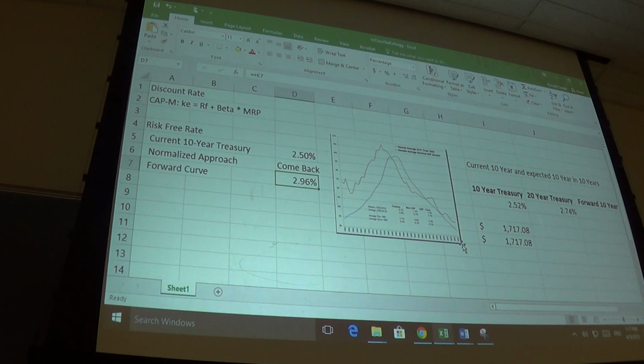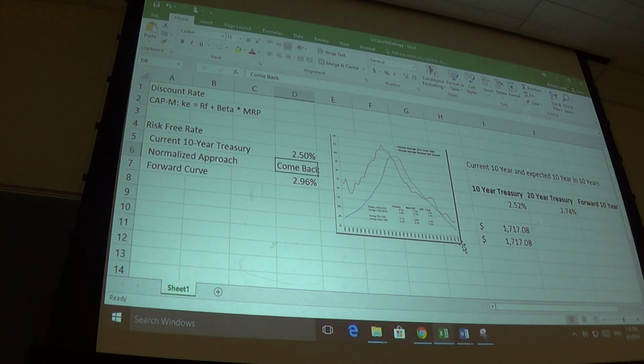Even 10 years from now, the bond market is still saying the 10-year Treasury is going to be below 3%. They're not expecting tremendous economic growth, because remember, in a normalized approach, that should somewhat equal economic growth. Now you're thinking, well, 3% is not bad economic growth. We're not talking real economic growth, we're talking nominal economic growth. 3% would be a horrendous nominal economic growth number. So you'll see there's a lot of inconsistencies here. It's really perplexing to me.